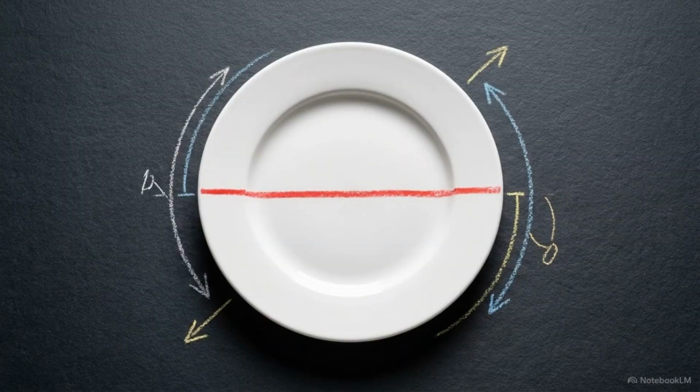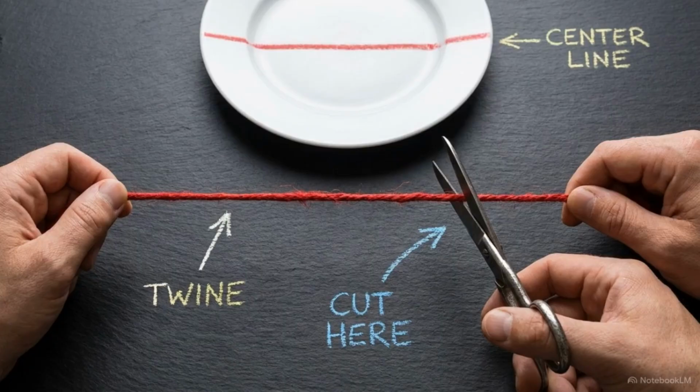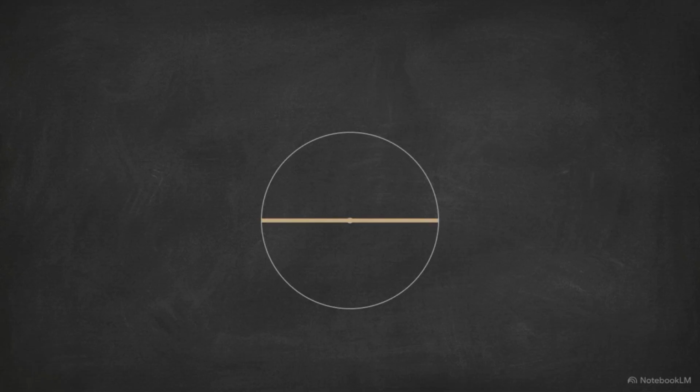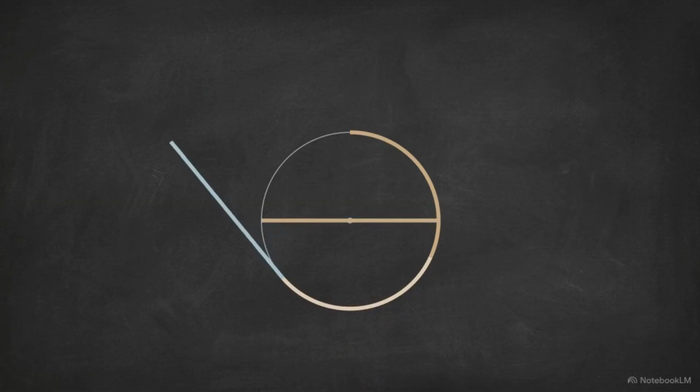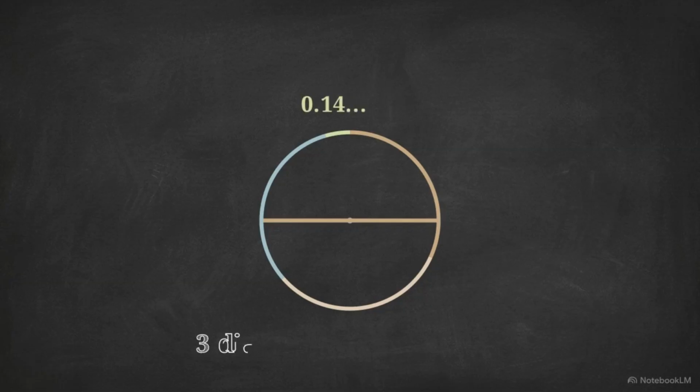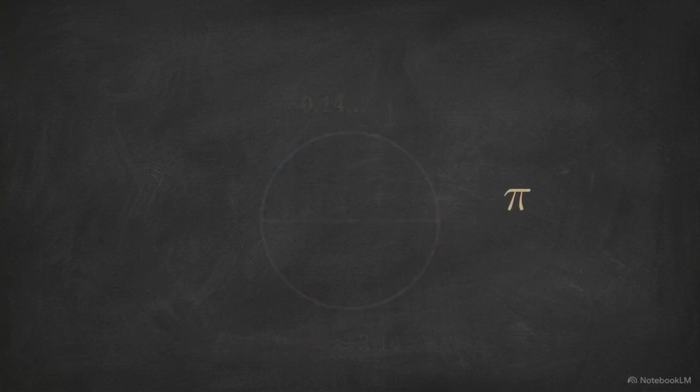Let's look at why this works. Picture that straight diameter line across your plate, and imagine cutting a piece of string to that exact same length. Now take that piece of string and wrap it flat along the curved outside edge of the plate. If you count how many times that length fits around the circle, you will find it fits exactly 3 full times, leaving one tiny gap at the end. That length, 3 diameters plus a little bit more, is the number pi, roughly 3.14.